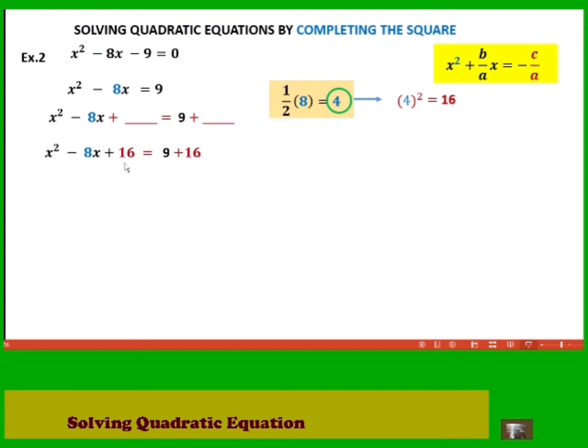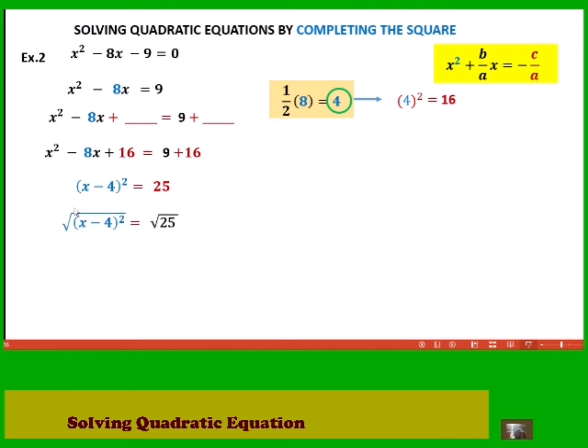The left side of the equation is now a perfect square trinomial, and it is equal to the quantity x minus 4 squared. So the negative sign is taken from the negative sign of the middle term. x squared is x squared, 4 squared is 16. 9 plus 16 is 25. After that, extract the square root of both sides of the equation.